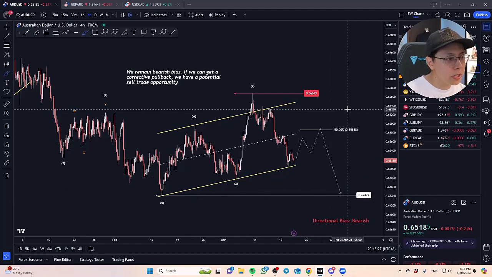Okay, so these three pairs here, if you build in the expectation of time, you realize that this setup here would unlikely be ready for us to enter a trade within the week. Okay, so this is a little bit on time expectation, right?